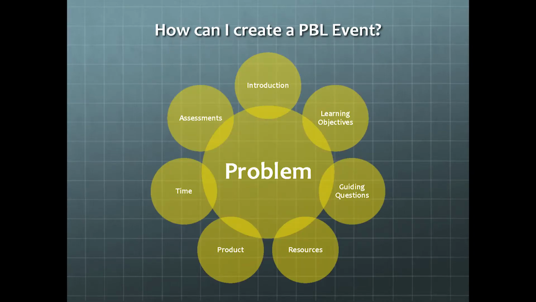So here are the elements. We've talked a little bit about the background and what makes PBL work. And here are the pieces of a problem-based learning scenario that you have to have in order to make it happen. So there are eight of them. And if you don't have all eight, you don't have a fully functioning PBL unit. So notice that the biggest thing is the problem. That's the most important part.